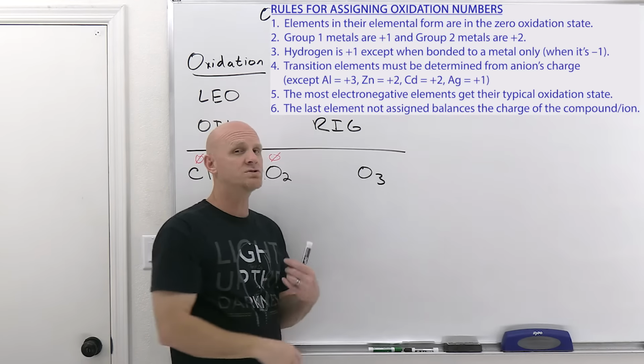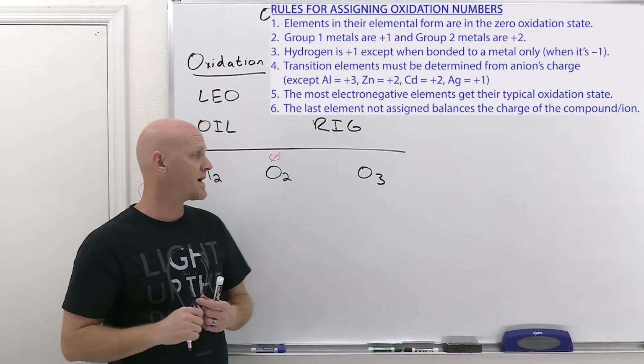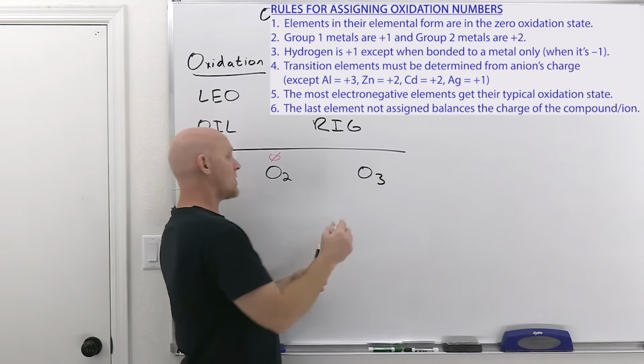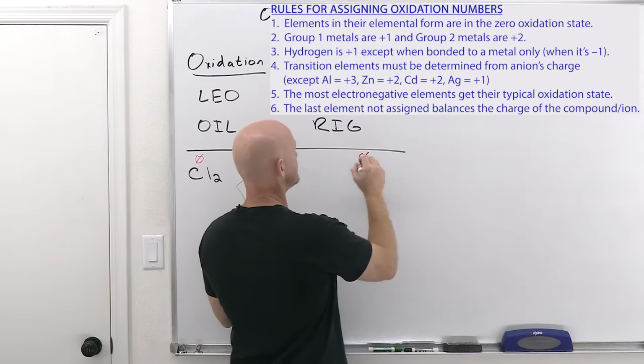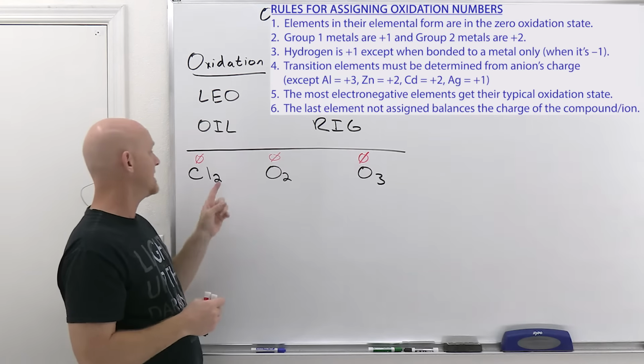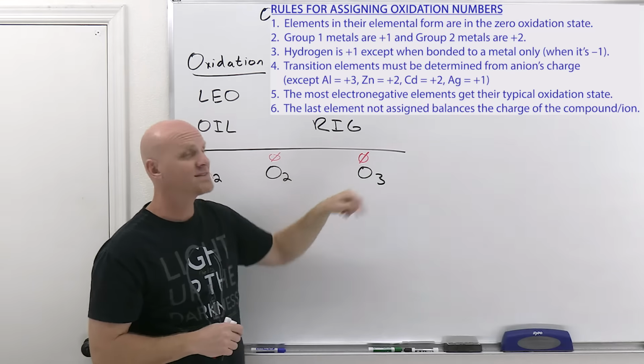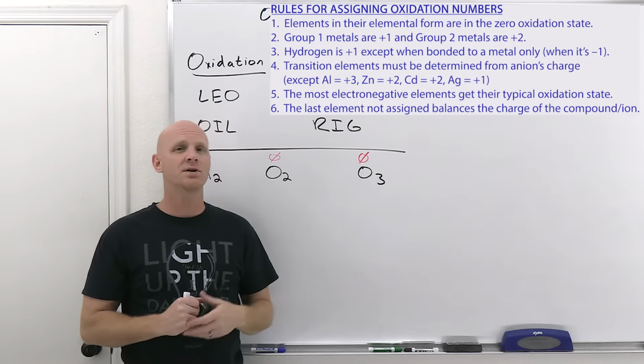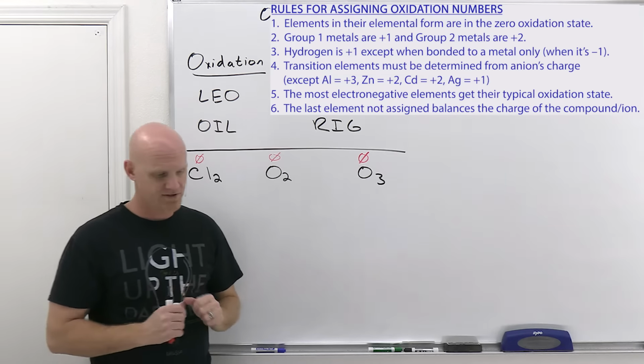Same thing here. This is ozone. It's not the standard state for oxygen, but it's another allotrope and is also considered an elemental form and in the 0 oxidation state. So if all you see is one element listed and there's no charge on the upper right, that is something in its elemental form and is in the 0 oxidation state.